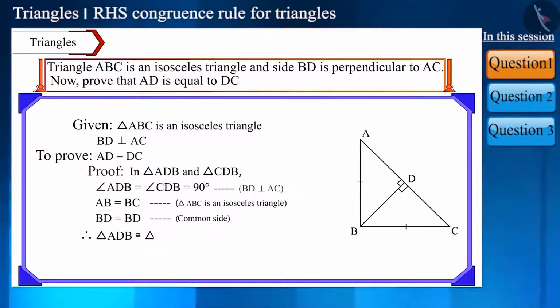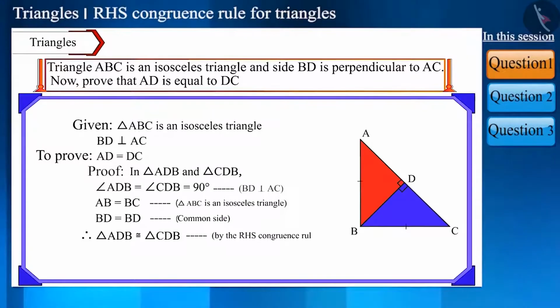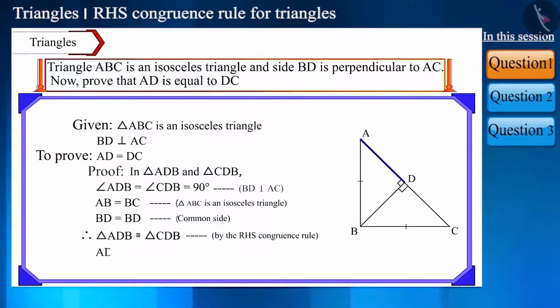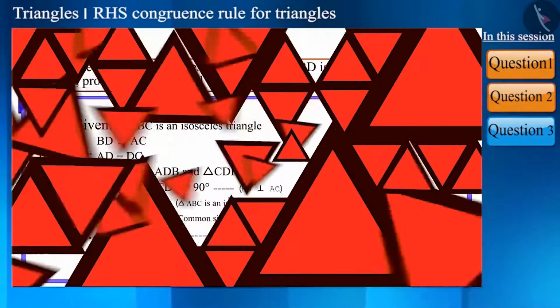Now we can say that these two triangles are congruent by the right angle hypotenuse side congruence rule. And the corresponding sides of the congruent triangles are equal. Therefore, side AD is equal to side CD, or we can say that side AD is equal to side DC. Let's see the next question.